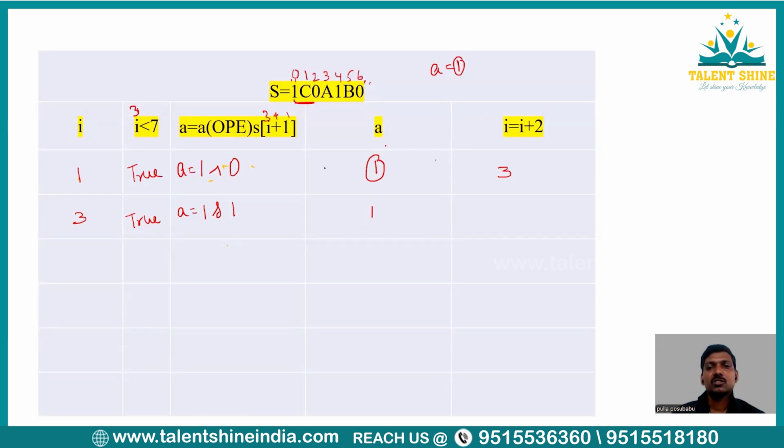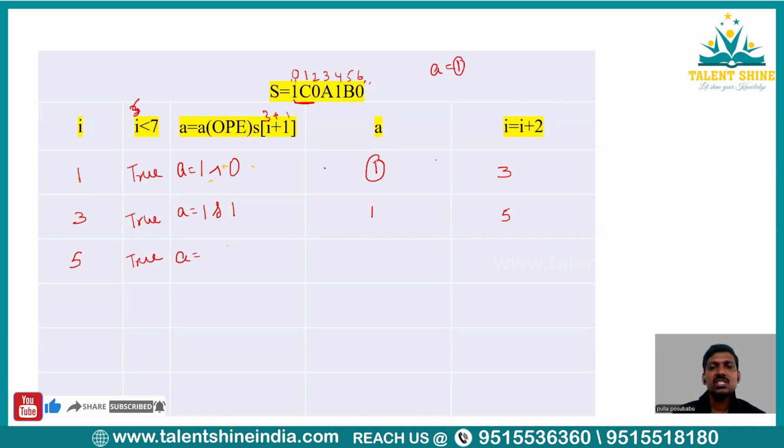So I hope everybody is clear. A has been updated with a 1, right? Now you have to update the I value. Now it becomes 5, right? So since I value is 5, now again check the condition. So 5 less than 7. Is the condition true or not? Yes, the condition is true. When the condition is true, again you have to update the A value, right?